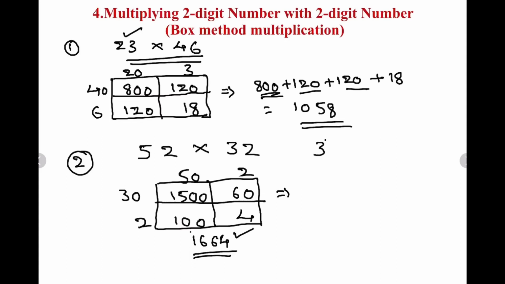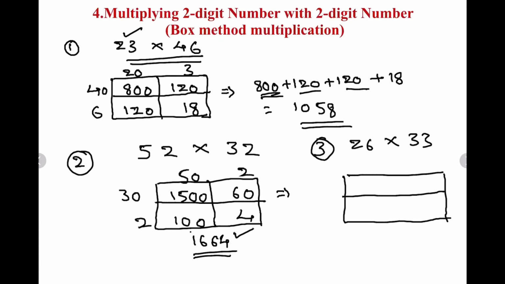We go with another example. 26 is multiplied with 33. Draw one table in 2-digit format, that is, rows should be 2 and columns should be 2. 26, 30. 30 into 20, 600. 3 into 6, 18, keep 1 zero, 180. 60, 18. So 600, 180, 780, 780 plus 60, 840, 840 plus 18, 858.